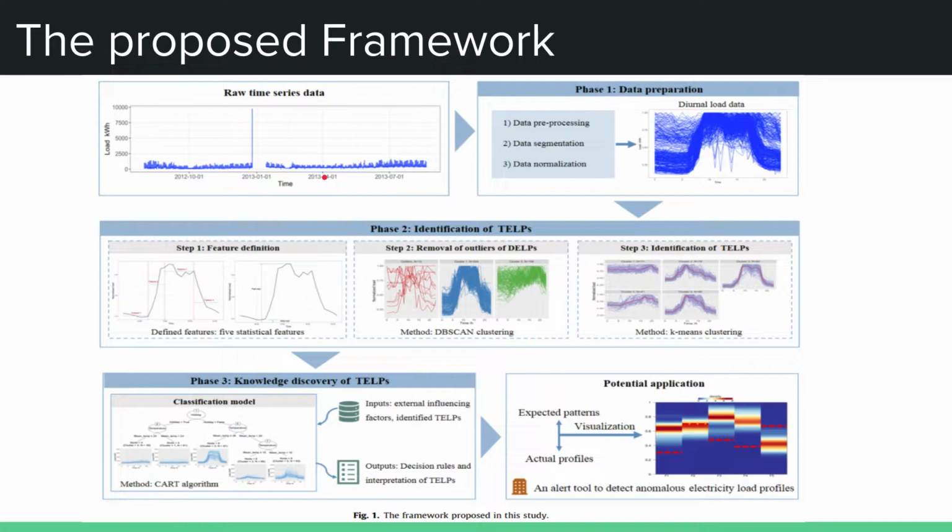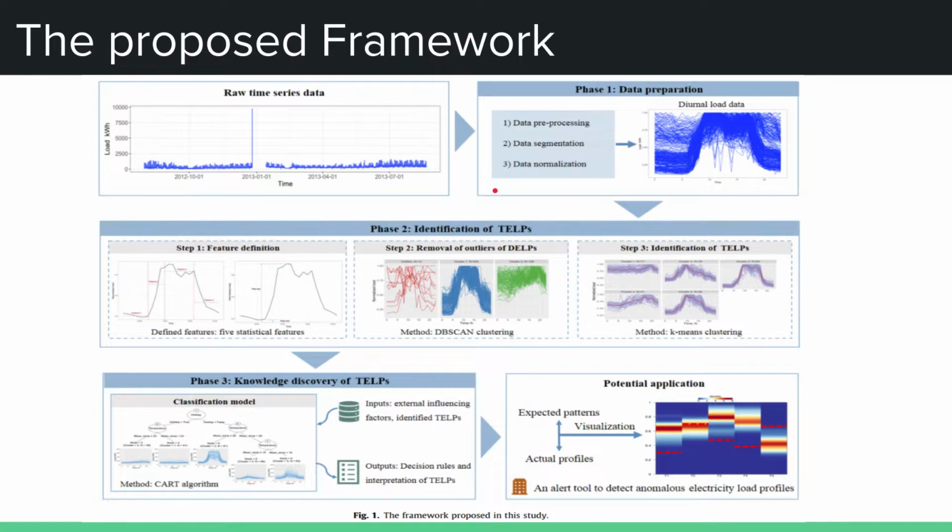And basically, this framework contains three major phases, where the first phase is data preparation. Inside here, we have three steps. The first one is data pre-processing. This is where they dealt with outlier detection and dealing with missing values. And the second step is data segmentation. This is where they converted this 1 year long raw time series data into daily electricity usage patterns, or we could say DELPs. So instead of having electricity usage for over a year, we now have a daily electricity usage. So it's called DELPs. Data normalization is the third step, where they normalize the data.